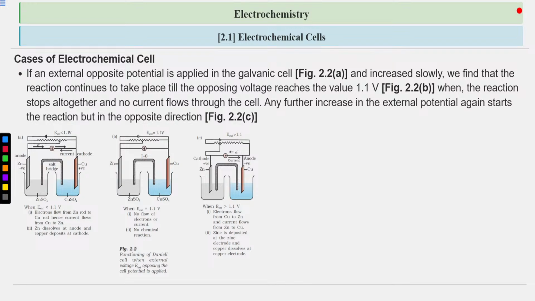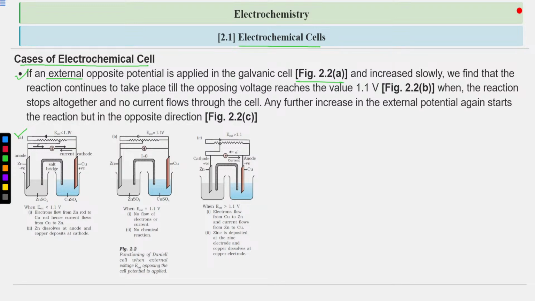Now, our next topic is cases of electrochemical cell, which we are studying under electrochemical cells, topic number 2.1 in the chapter Electrochemistry. Here we study a case of the electrochemical cell. It is given that an external opposite potential is applied in the galvanic cell, which is given in figure 2.2a. So figure 2.2a is this one.